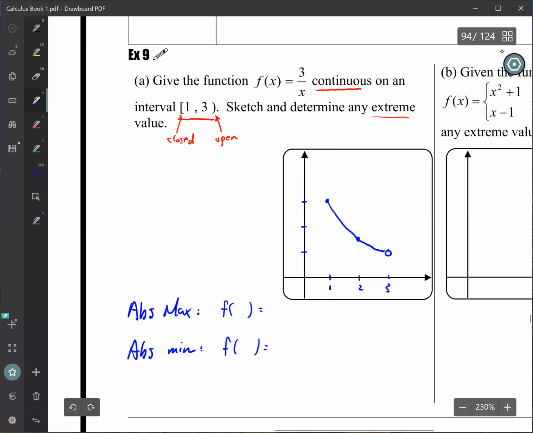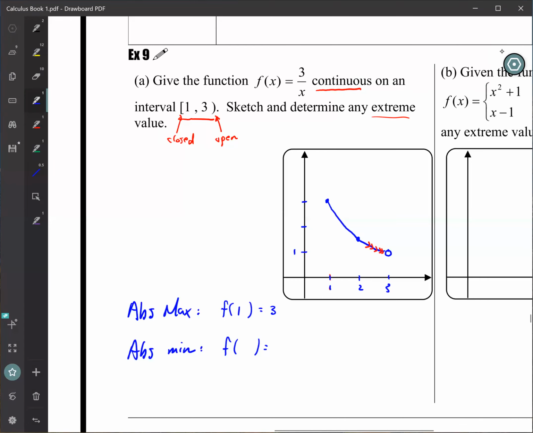Right, so clearly the absolute max, we have it at 1, right? f of 1 equals 3. Okay, and then absolute min, just like Jesse said, I could go down, right? But because it's open, I can get as close to 3 as possible, right? That's the value for the minimum, but you can never reach it, right? So for this case, there is no absolute min.